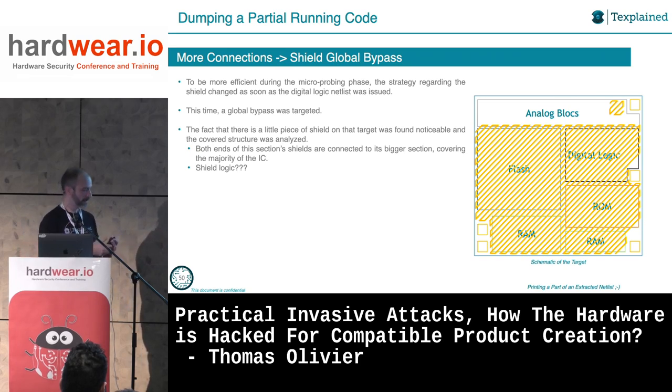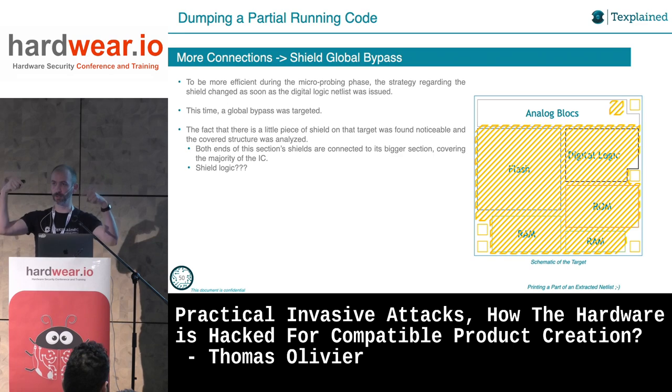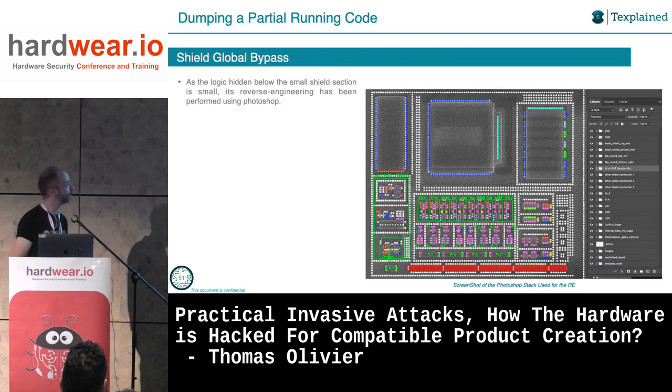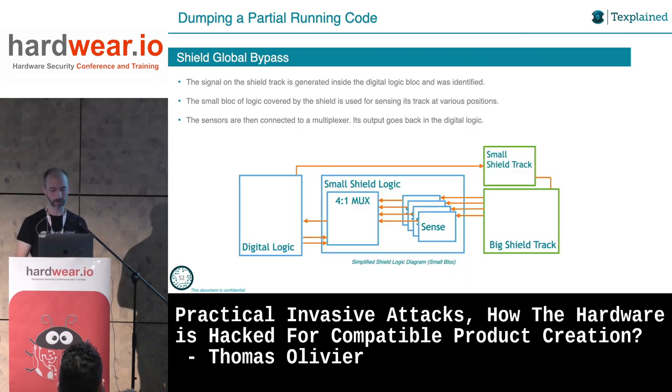When we look at this shield, it's pretty funny because you have the big shield here, and on top of the analog block is a piece of shield again, right? I always say, this is like an arrow to me, you should look here, some kind of flag. So basically, we've been looking at this structure that was also covered, right? So you see, it's not that big, right? And we've been putting a few pictures together in Photoshop just to make a quick reverse engineering of the block. And this is now the shield logic, right?